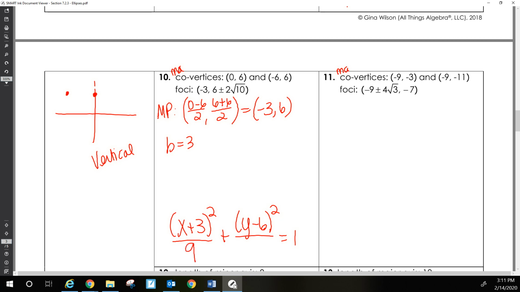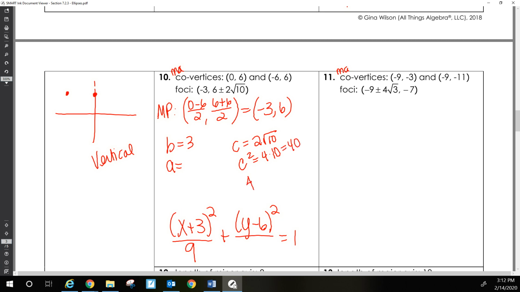All right. And again, they didn't give us the major axis, so we're going to have to go find A by using the foci. So what's the distance between 6 and 6 plus 2 square root 10? Or 6 minus 2 square root 10? The difference here is going to be 2 square root 10. Whoa. 2 square root 10. That's my C value. So C squared is going to be 2 squared, which is 4, times square root 10 squared, which is 10. 4 times 10 is 40.